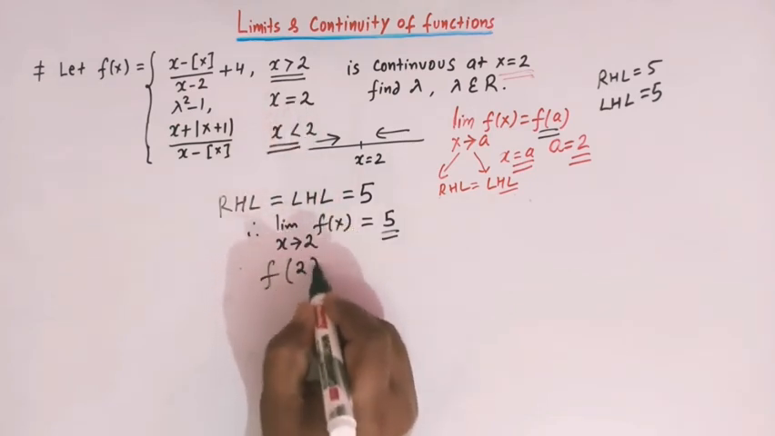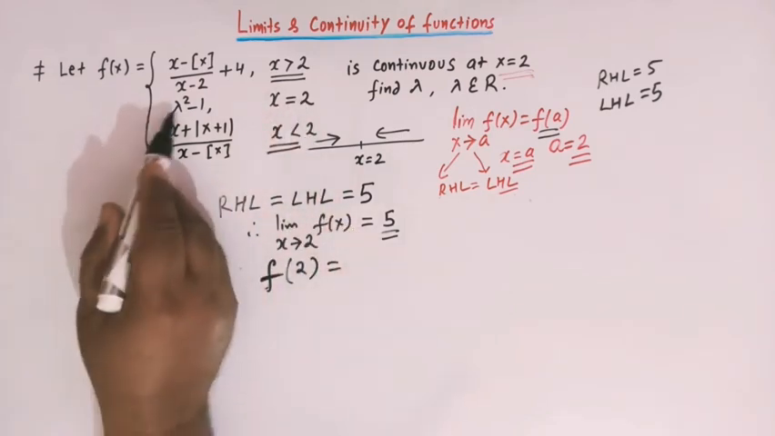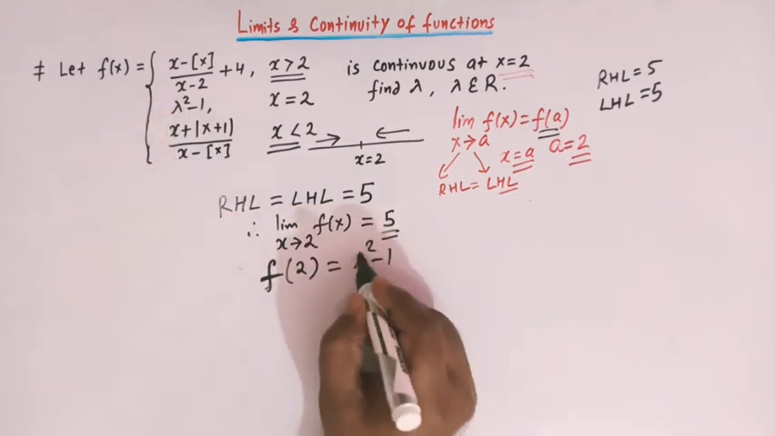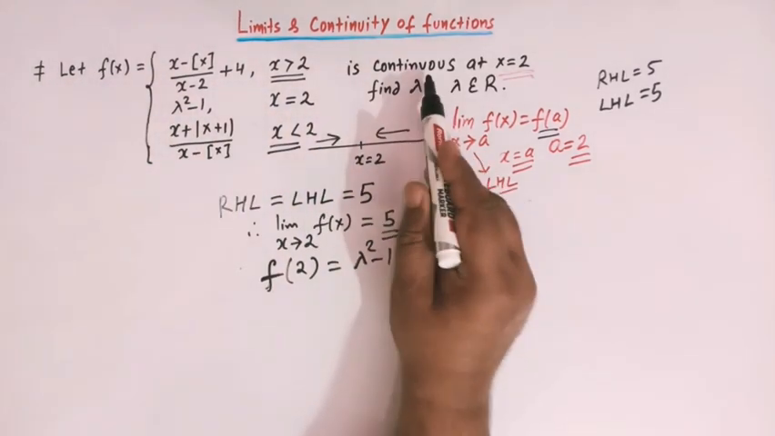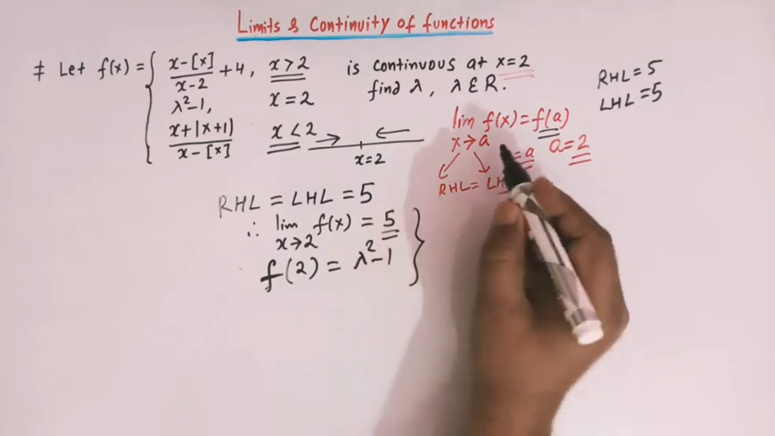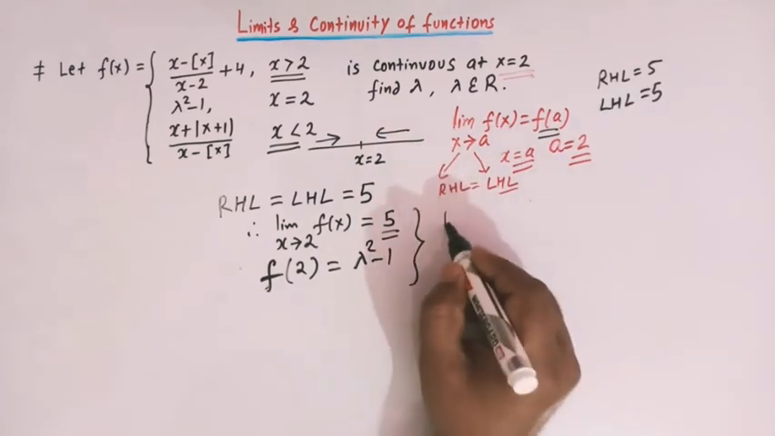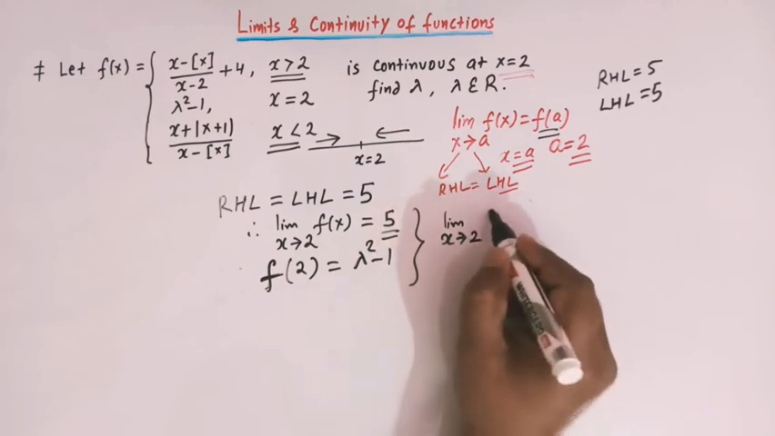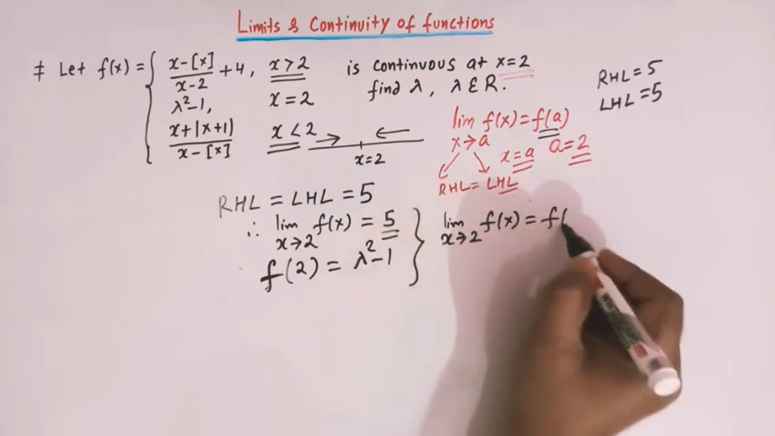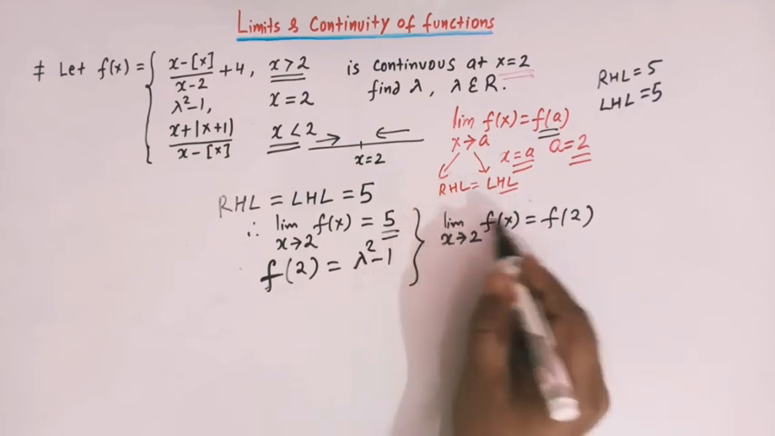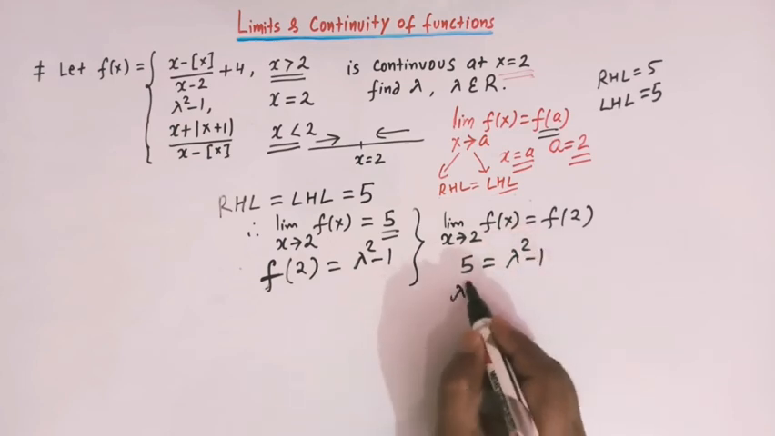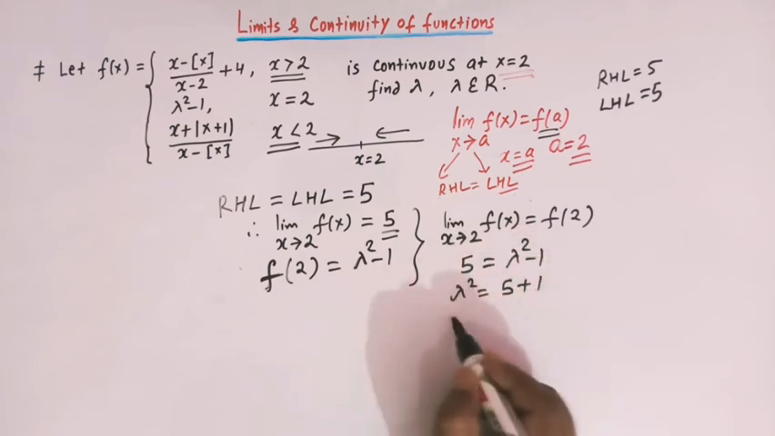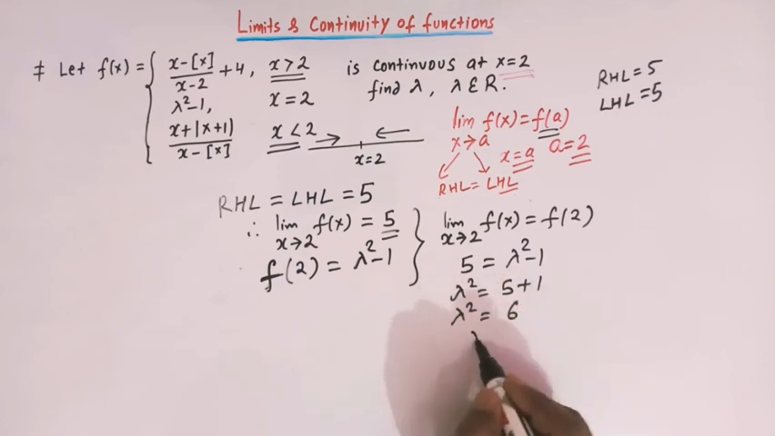So f of 2 is given as lambda square minus 1, right, where lambda is some real number, and since this function is given to be continuous, therefore by the definition of continuous function, the limit x tends to 2 of f of x must be equal to f of 2, right? So this is 5 and f of 2 is lambda square minus 1. So lambda square is 5 plus 1 and lambda square is 6. So lambda is square root of 6, right?